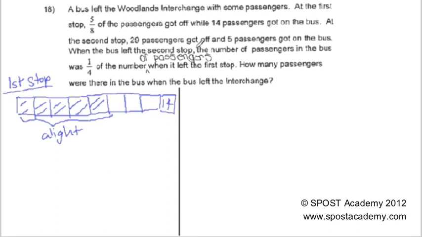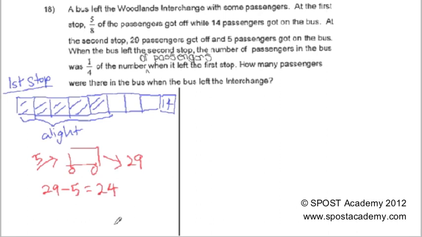Now at the second stop, 29 passengers got off. So if this is the bus, 29 passengers actually went off, but 5 passengers boarded the bus. As a result, the change in the number is actually equivalent to 29 minus 5, which equals 24. That means even with the 5 passengers boarding the bus, there's a net loss of 24, meaning a total of 24 passengers actually leaving the bus.